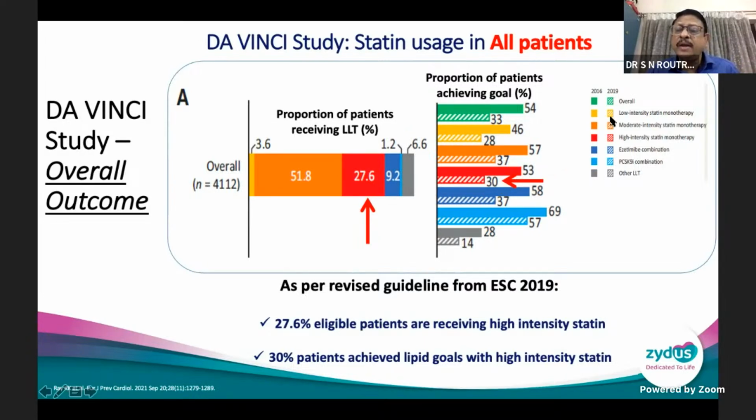If you go by the lipid target criteria according to 2019 versus 2016, it was a little higher in 2016, because now the level has become lower, so achieving the target has become lower.